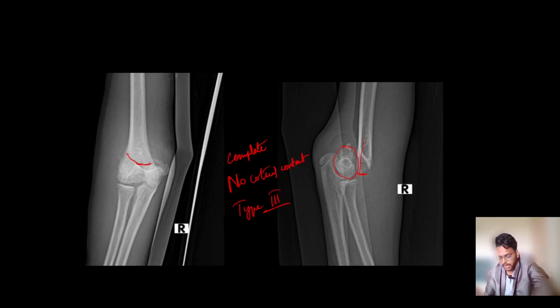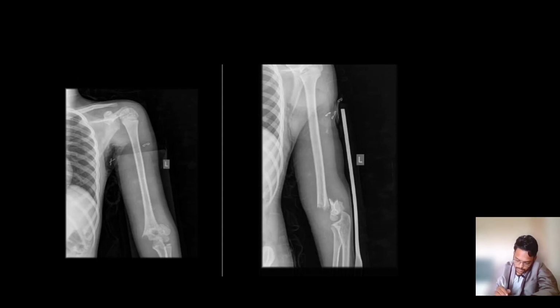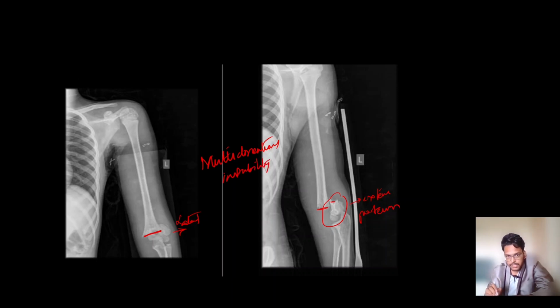So it is type 3 of Gartland. Here also in AP view you can see there is complete displacement of the fracture and the distal fragment has displaced laterally, and in lateral view there is no contact with the distal fragment and it has gone completely posteriorly into extension. So in both the AP and the lateral view the distal fragment is not stable. So it is multidirectional instability. If there is complete fracture with multidirectional instability, it is Gartland type 4.